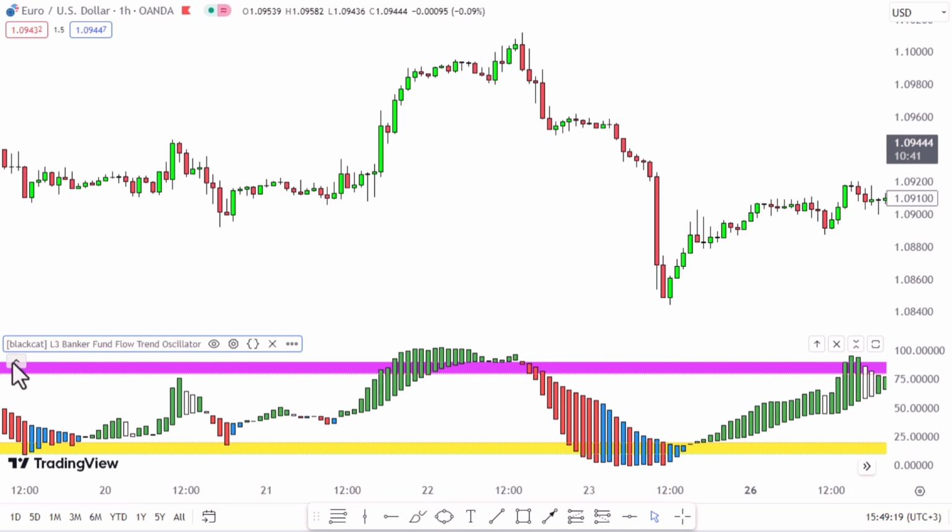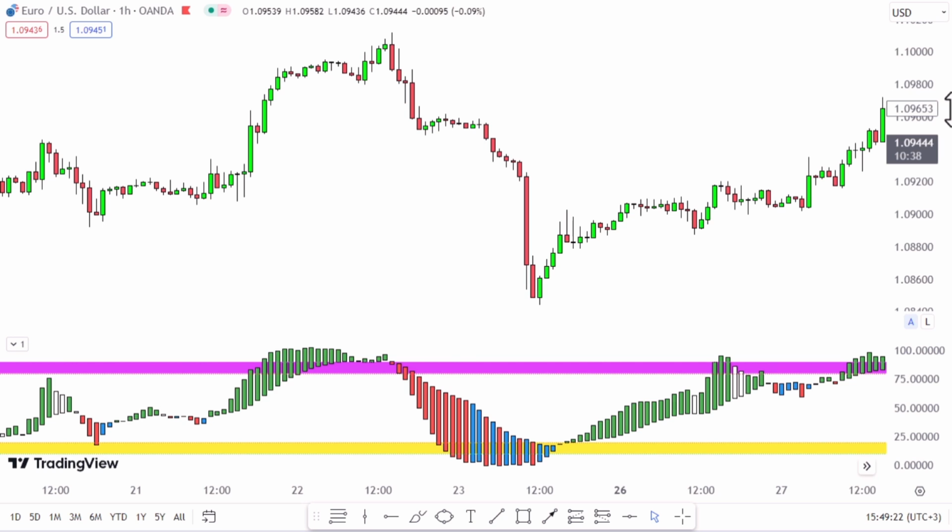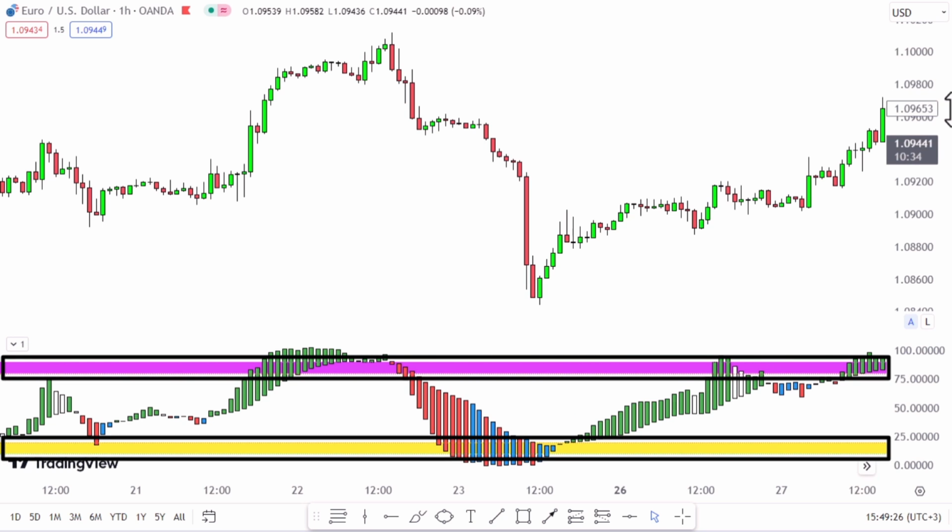Let's first understand what the components of the indicator are. The first component of the indicator is the threshold lines, which are characterized by the horizontal yellow and purple colors. These lines act as key levels that indicate the threshold for significant funds flow within the market. The yellow threshold line represents the lower level, indicating a potential surge in buying activity initiated by the banker funds. On the other hand, the purple threshold line represents the upper level, implying a potential increase in selling pressure from these influential players. By monitoring the movement of the indicator in relation to these threshold lines, traders can gain insights into the overall market sentiment and the participation of banker funds.